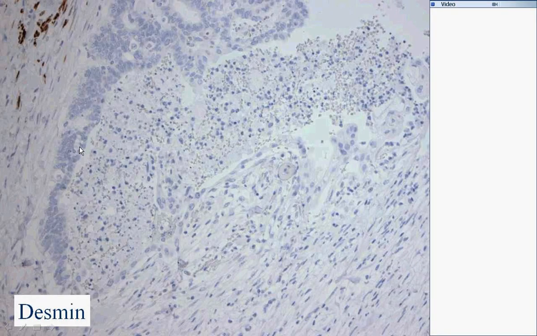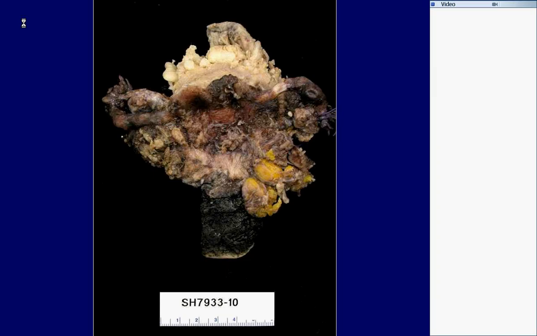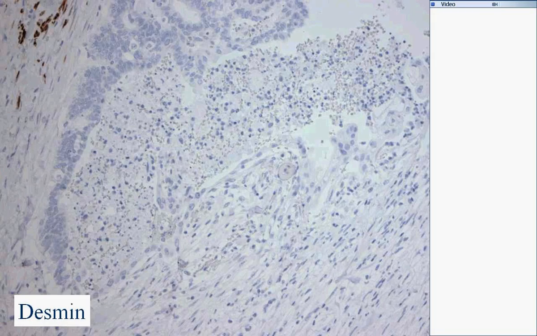She was kind enough to do some immunostains, and as you can see, desmin is quite negative in this myofibroblastic stroma, and there is a nice inbuilt control of the smooth muscle. This is obviously quite important because once the tumor is outside the serosa, this becomes stage 3 disease, which has major implications in terms of subsequent therapy.